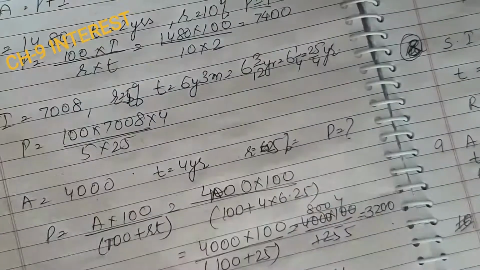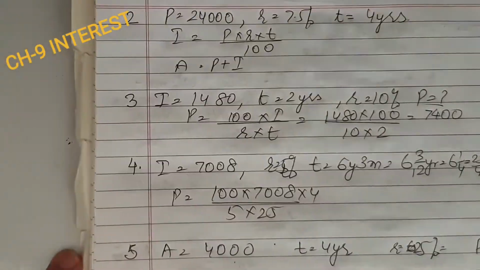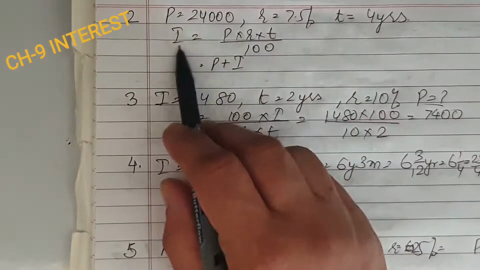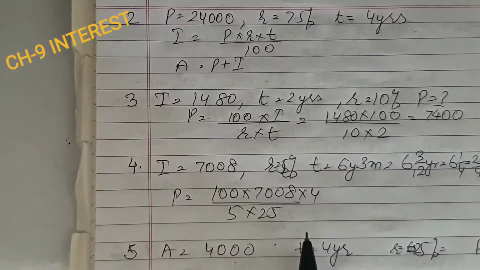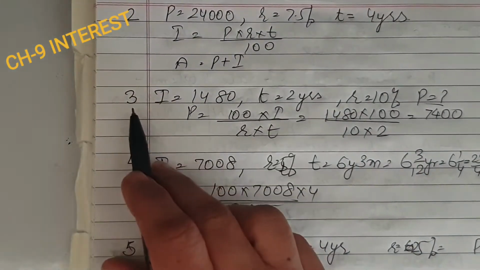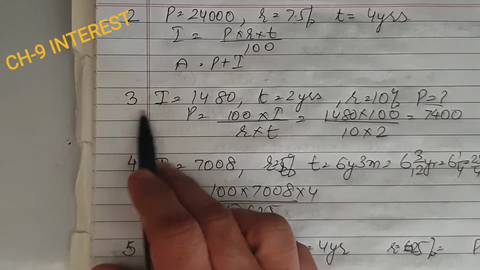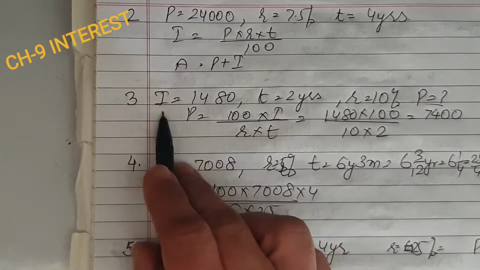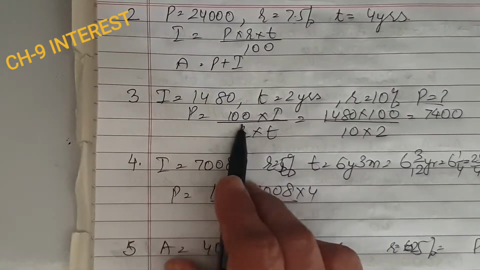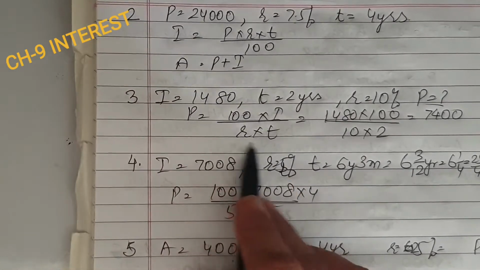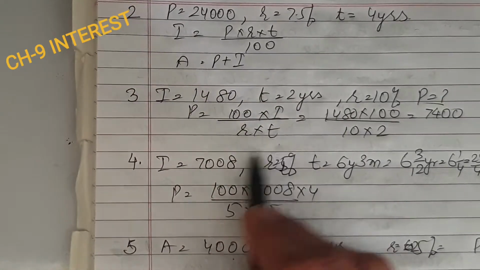Now the second question is also direct. PRT is given directly. You will apply the formula to find the amount. So in question number 3, you are given the interest and you are asked to find the principal. So we will switch over to the formula 100 into I upon R into T.